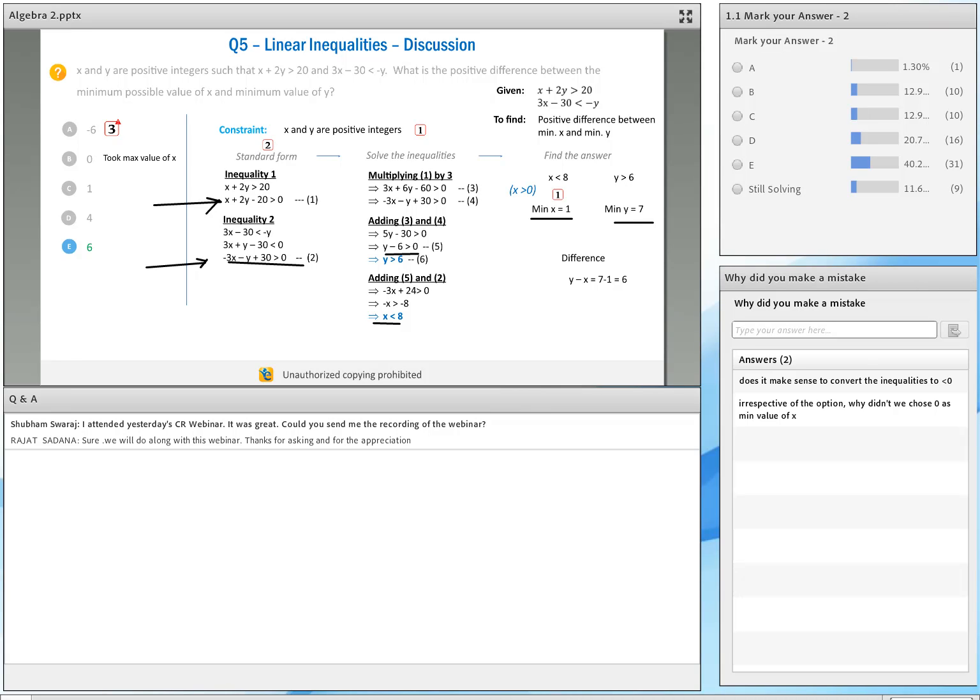Why didn't we choose 0 as the minimum value of x? Can you read the question again and tell me why we did not use 0 as the minimum possible value of x? Vaishnavi, read the question again. Is 0 a positive integer? Okay, good. All right. Now, where did you make a mistake?